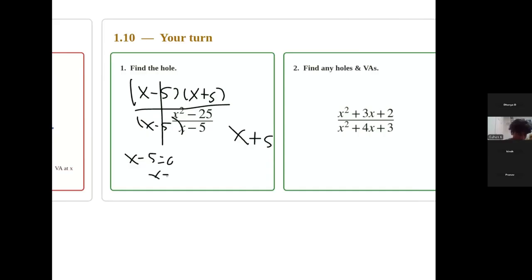So that's going to be the x value of our hole. And so to find the y value, we plug the x value into the equation where the rest of it isn't canceled out. So this part is what we're left over with. So we plug in 5 to that. So 5 plus 5 equals 10. So our hole is going to be at 5 comma 10.